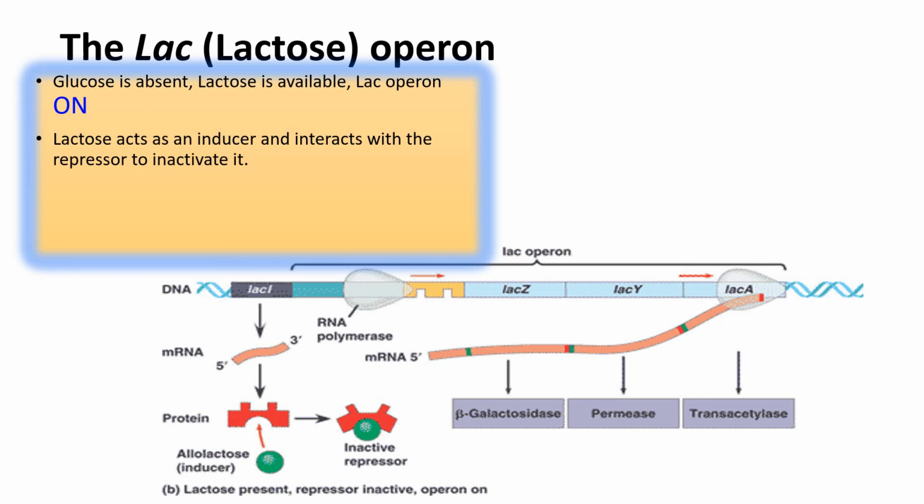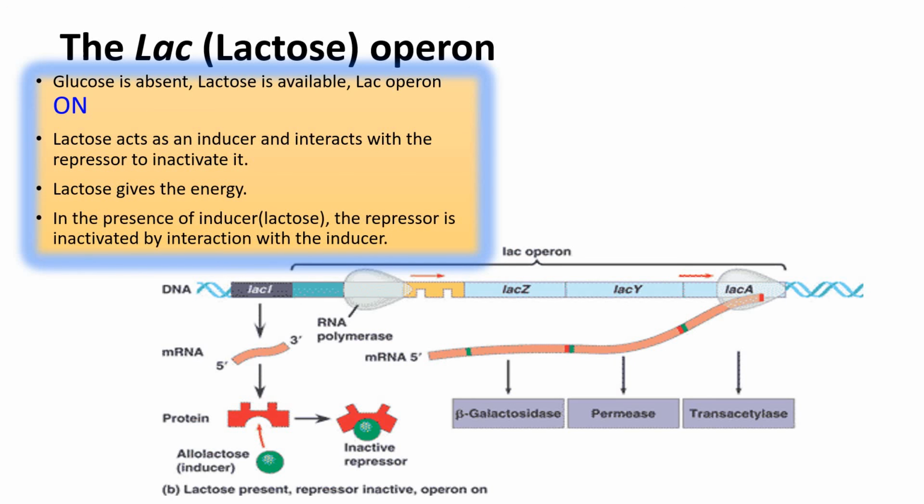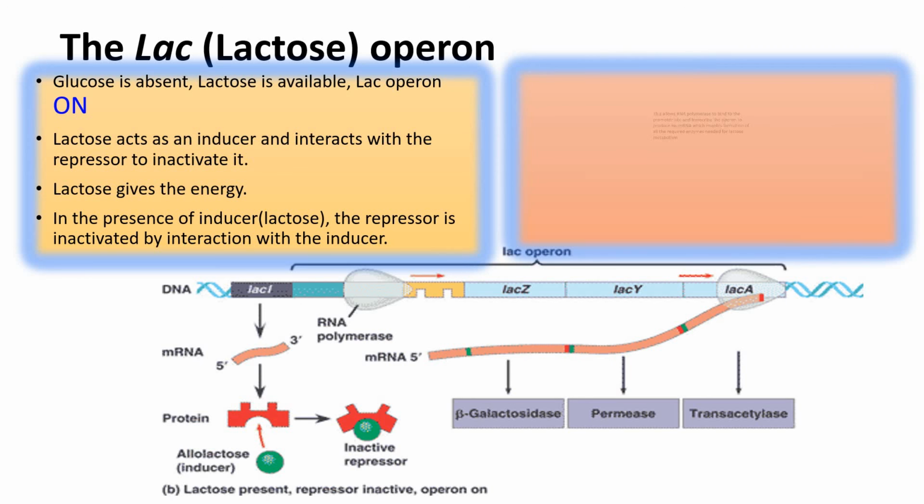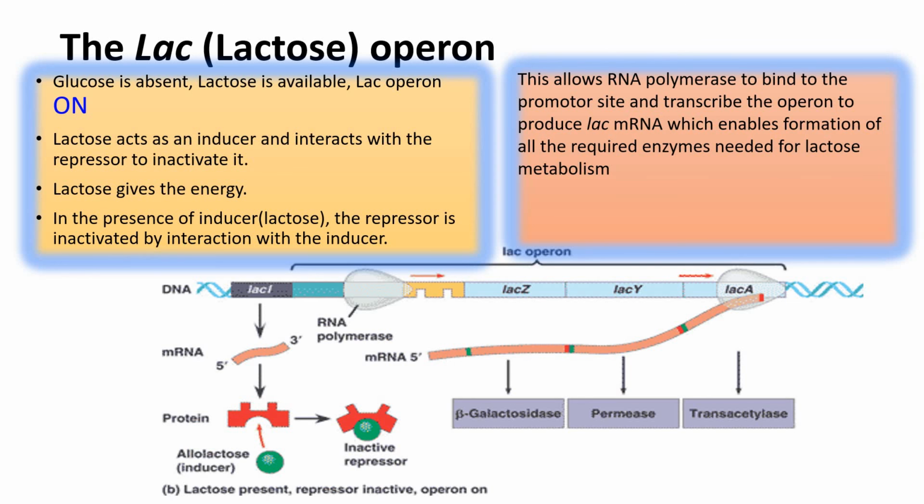Next situation: glucose is absent, lactose is available, so the lac operon is on. In this situation, what is happening? Lactose acts as an inducer. When lactose is present, it acts as an inducer and interacts with the repressor to inactivate it. So lactose gives the energy. In the presence of lactose, the repressor is inactivated, so the repressor will not bind with the operator. So the operator is free to function.